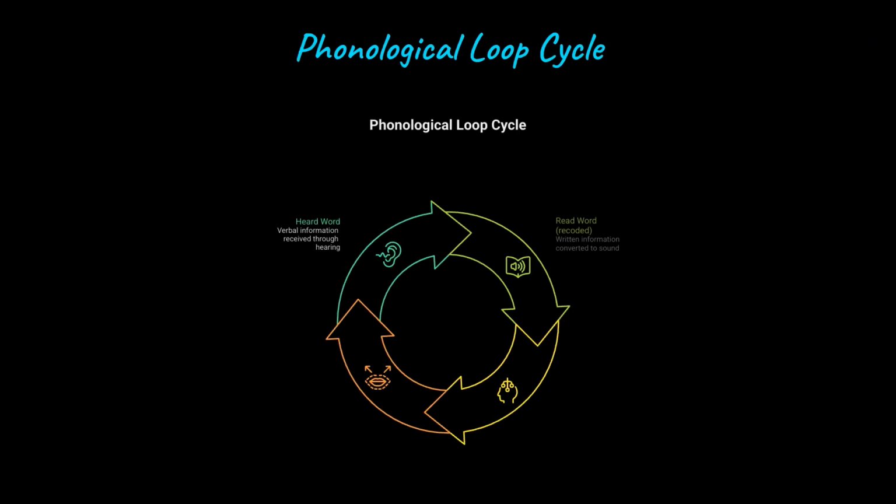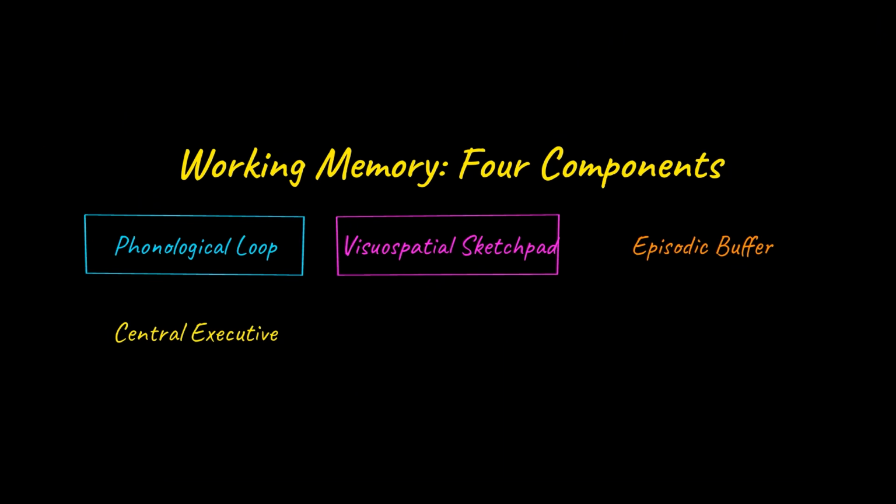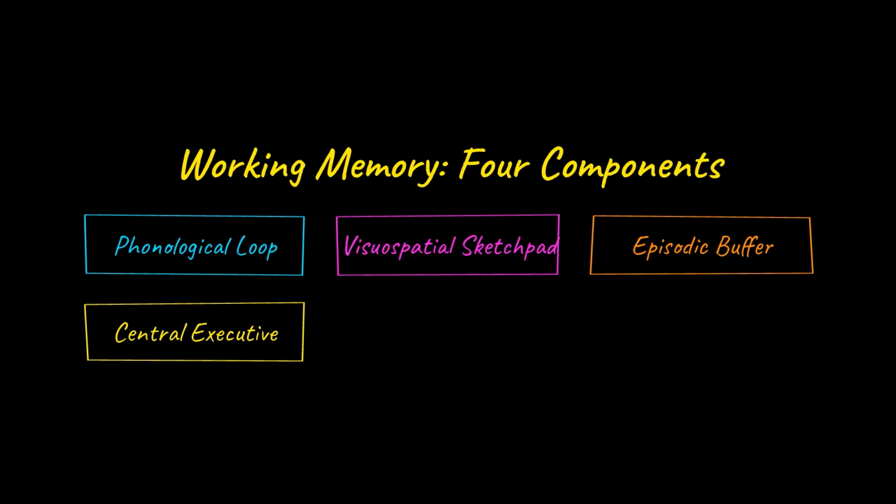When you hear a word, it enters the phonological store directly. When you read a word, it is first recoded into a sound-based form. The articulatory rehearsal process then continuously loops material back into the store, like a tape that rewinds before it runs out. Baddeley and Hitch proposed working memory has multiple components because verbal and visual information use separate resources. The phonological loop handles verbal material only. The visuospatial sketchpad handles visual and spatial information. The episodic buffer integrates across sources, and the central executive coordinates everything.